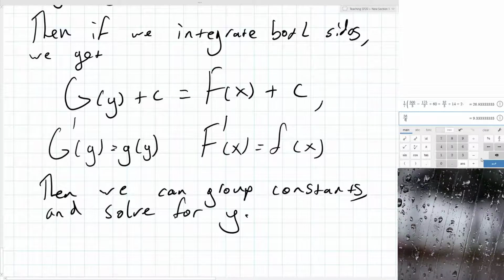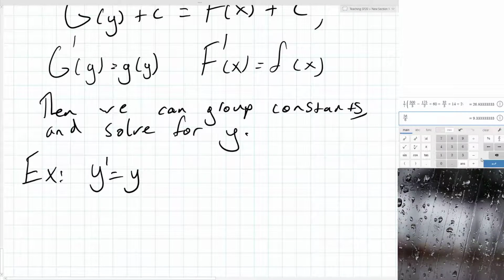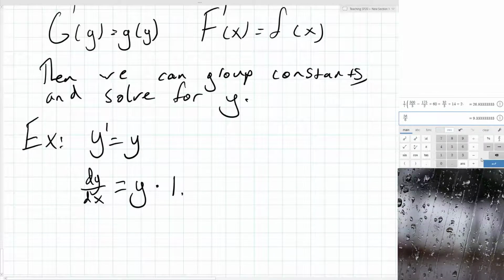So, going back to our example, we have the example that y prime is equal to y. In this case, we can rewrite the y prime as dy over dx. Remember, those are just both notations for the same thing. Y prime is the derivative of y with respect to x. dy dx is the derivative of y with respect to x. dy dx is equal to y. And I'm even going to write y times 1 here. Okay. In this case, y is a function of y, right? And 1 is a function of x.